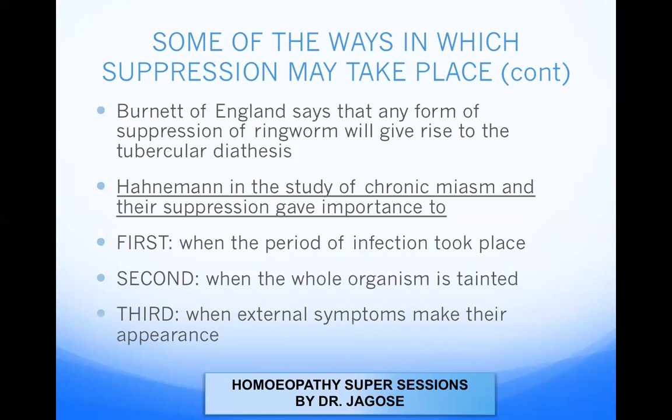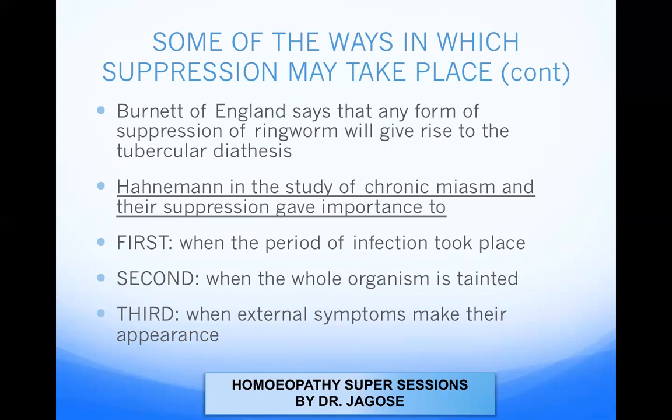Burnett of England says that any form of suppression of ringworm will give rise to the tubercular diathesis. So Burnett has also said that if you suppress ringworm, it will give rise to the tubercular diathesis. Hahnemann, in the study of chronic miasm and suppression, gave importance to three points whenever a chronic miasm is suppressed. Number one, you have to see when the period of infection took place. Second, when the whole organism is tainted. And third, where external symptoms make their appearance.